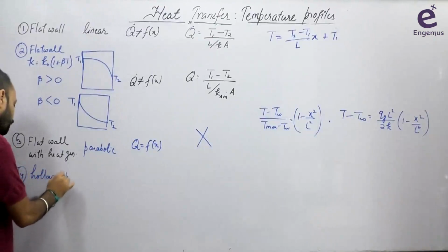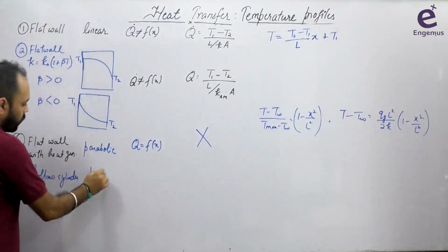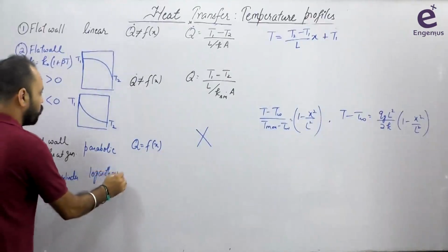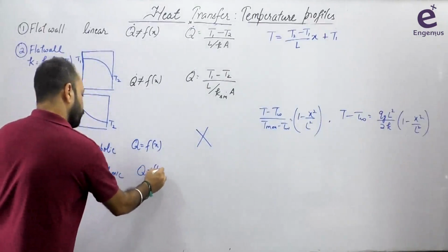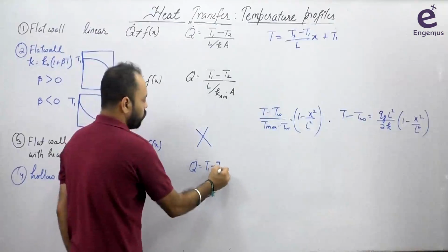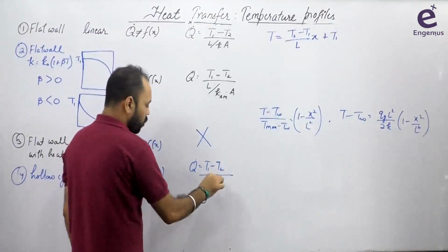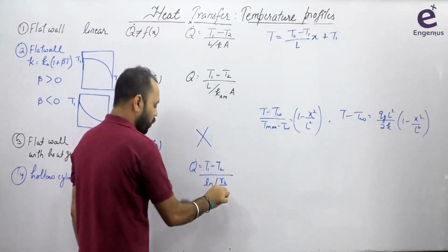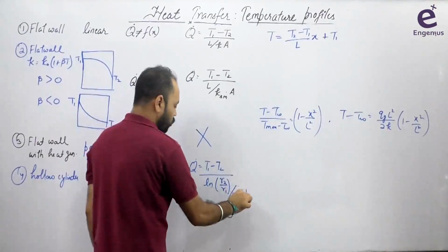Hollow cylinder. What was the nature of profile? The profile was logarithmic. Was Q a function of x? No. If there is no heat generation, Q was not a function of x. Can I write like this? Yes, I can. Q dot is equal to T1 minus T2 divided by log of R2 by R1, divided by 2 pi K into L.